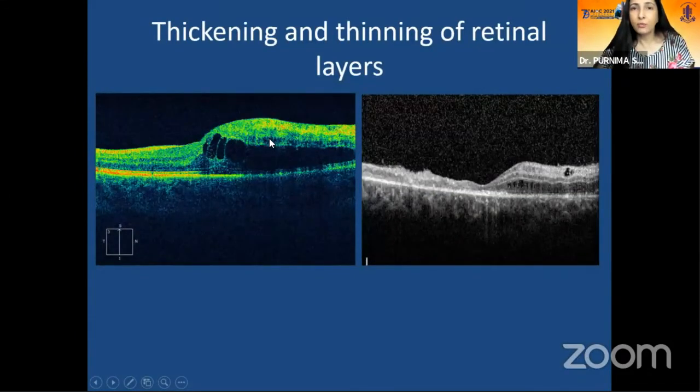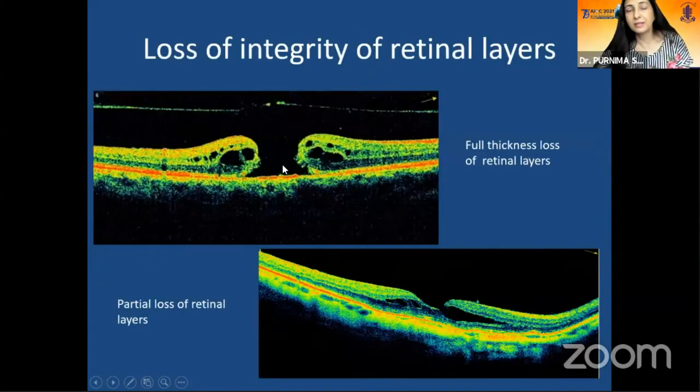Then we look at the thickening, overall thickness of the retina. Here you can see there's increase in thickness because of the edema. And in the second one, there is a thinning because of the overall atrophy of the retinal layers. Then the integrity of the layers: present or not? Here you can see there's a complete loss of retinal layers in the center leading to a macular hole. And sometimes you may see a partial loss of retinal layers. So this is a lamellar macular hole.